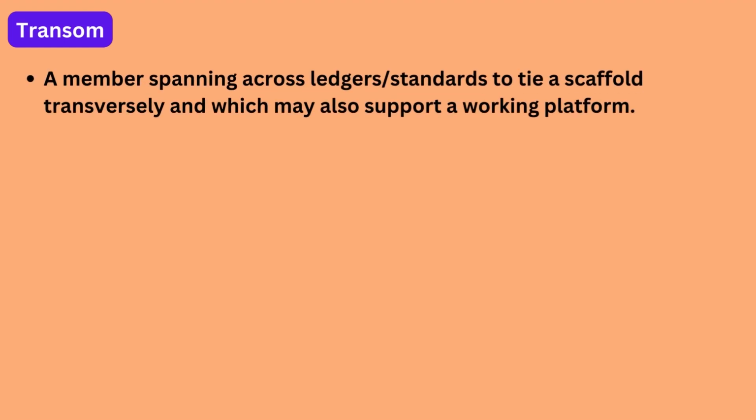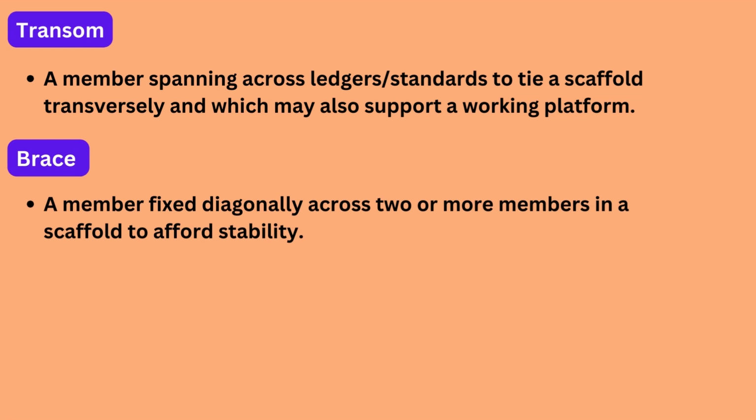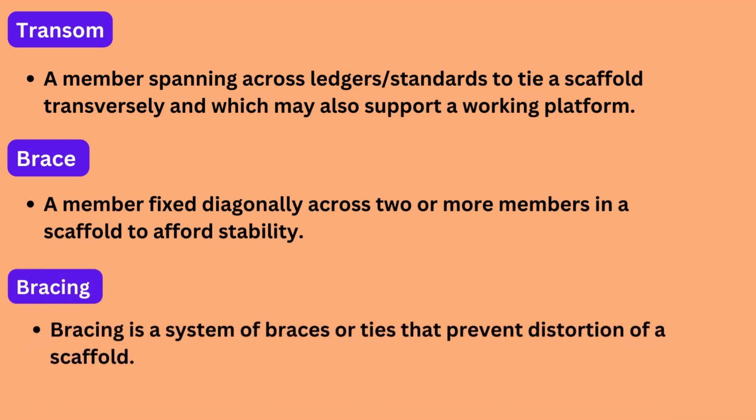Then what is a transom? A transom is a member spanning across ledgers and standards to tie a scaffold transversely and which may also support a working platform. Then the next member is a brace, a member fixed diagonally across two or more members in a scaffold to afford stability. Then bracing. Bracing is a system of braces or ties that prevent distortion of a scaffold.